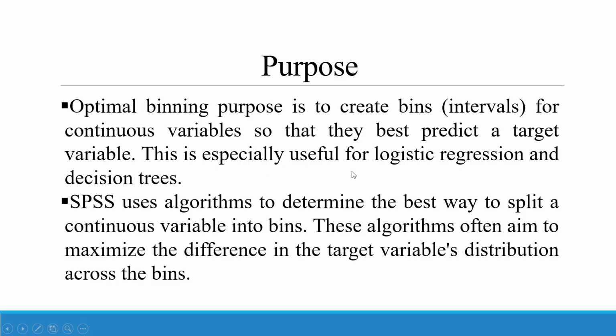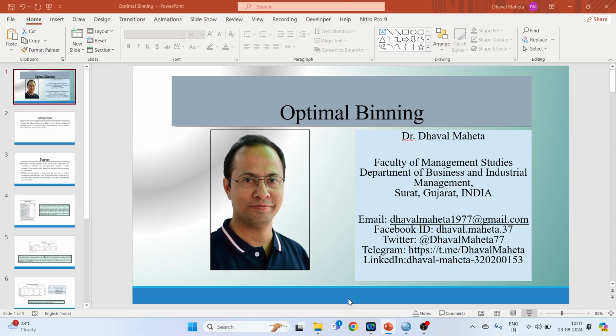This is especially useful for logistic regression and decision trees. SPSS uses algorithms to determine the best way to split a continuous variable into bins. These algorithms often aim to maximize the difference in the target variable's distribution across the bins. Let's try to understand this concept in the dataset.